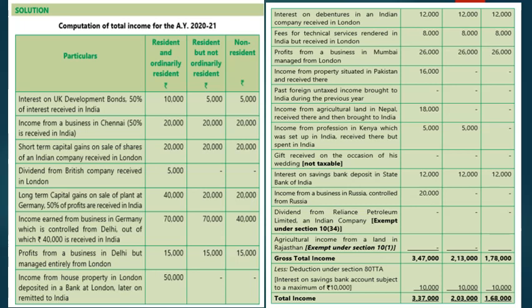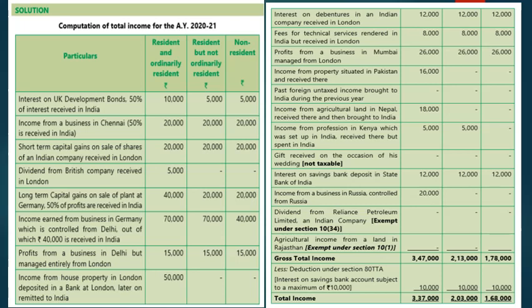That is why the income is deemed to accrue in India, and the amount 15,000 is taxable for all assessees. Then, income from house property in London deposited in a bank at London, later on remitted to India. That means house property income from abroad but later remitted to India is not considered. If it is received in India, then it is considered. So it is taxable only to the resident.